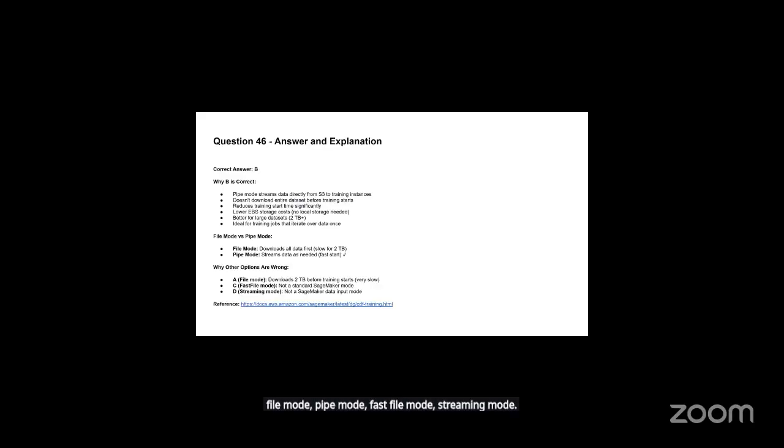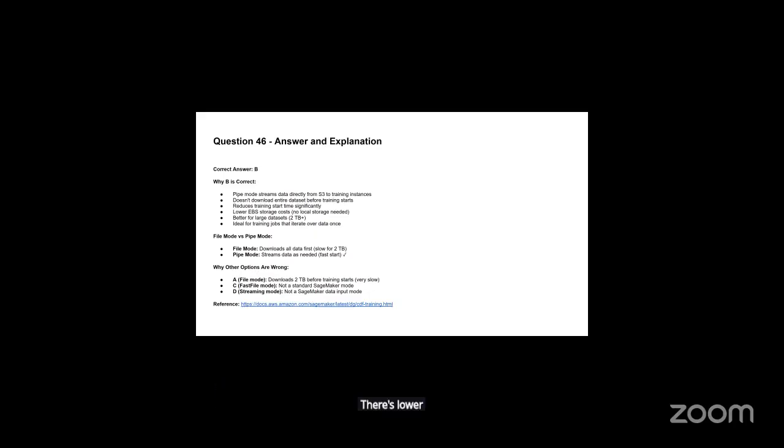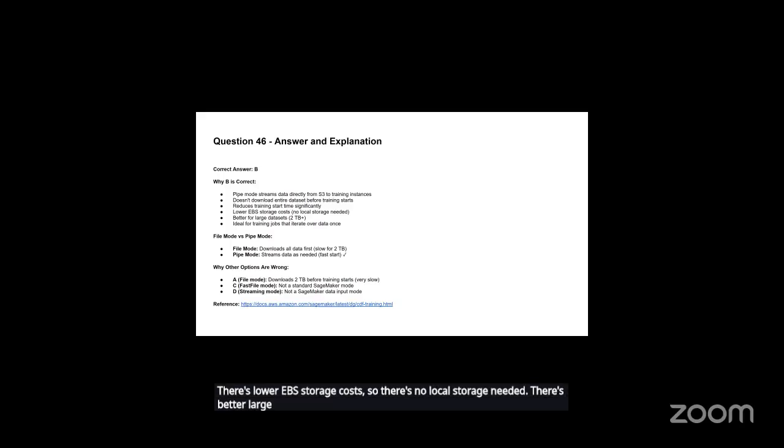Pipe mode streams data directly from S3 to training instances. It doesn't download the entire dataset before training starts. It reduces training time significantly. There are lower EBS storage costs, so there's no local storage needed. It's better for large data sets, so 2 terabytes plus, and it's ideal for training jobs that iterate over data once. So file mode downloads all the data first, which is slow for 2 terabytes. Pipe mode streams the data as needed.